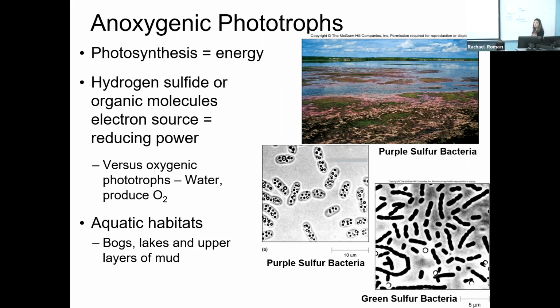Anoxygenic means without oxygen. So they're completing photosynthesis for their energy process, but where they are getting those electrons is going to differ. In this case, they typically bring in hydrogen sulfide or some other organic molecule to do this. So they do not bring in water. They're bringing in some other compound to feed that process. These organisms typically are found in bogs and lakes, but they are truly bacteria.